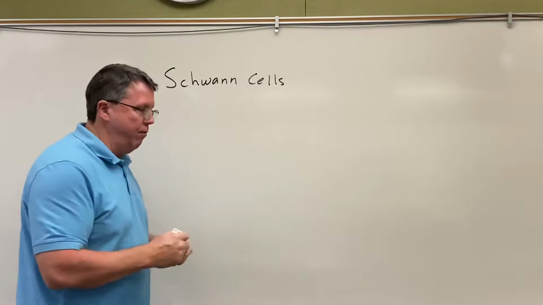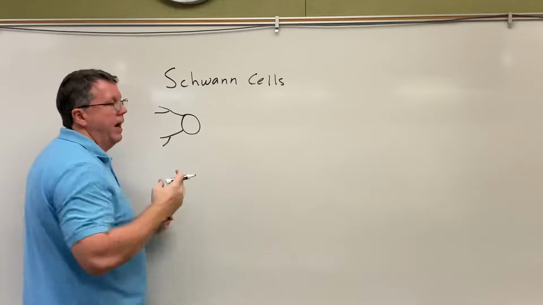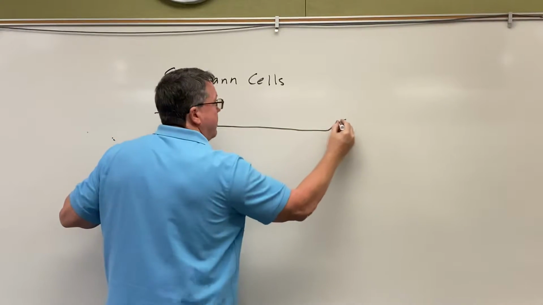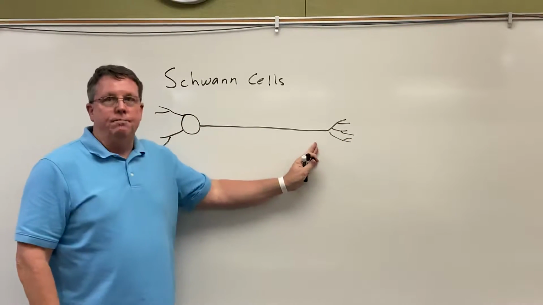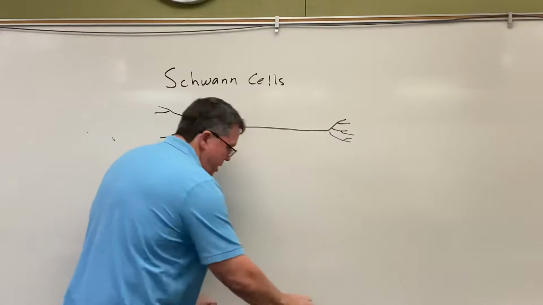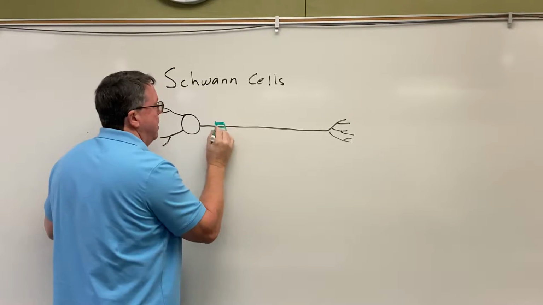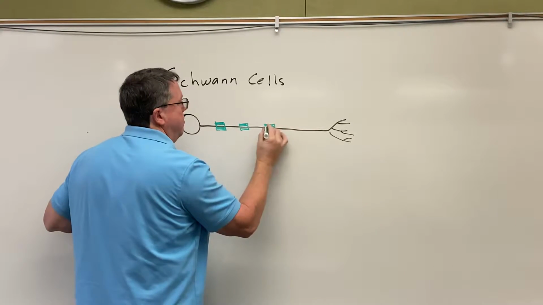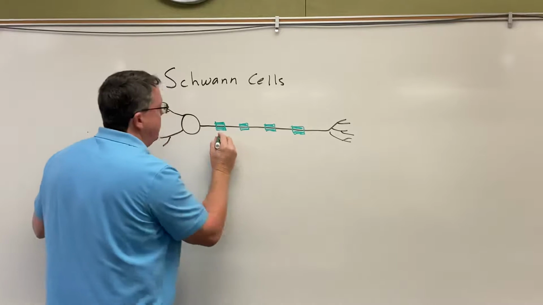So let's take a look at myelin real fast. And let's say this is a nerve that I have in the peripheral nervous system. And here's my axon, and then it's going to come off and go something like this. So this is my axon. Now right now this would be an unmyelinated axon. But let's put some myelin on there. All right, here's some myelin. And here's some myelin. And here's some myelin. And here's some myelin. Okay, so we call this myelin.